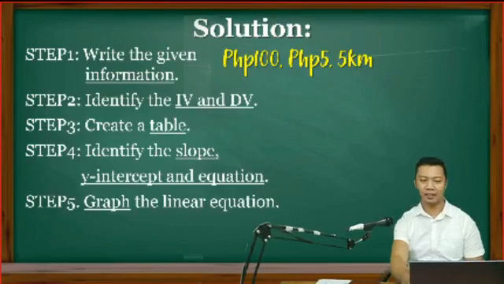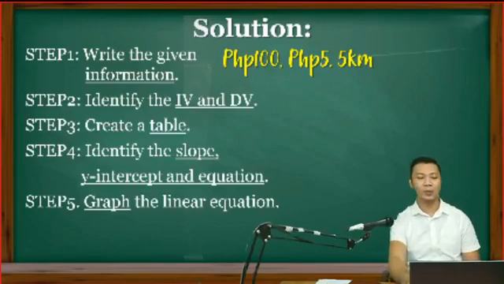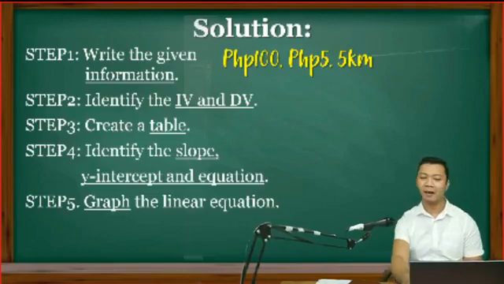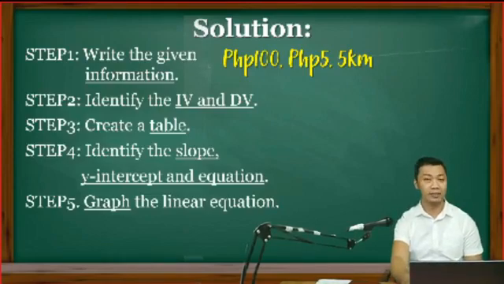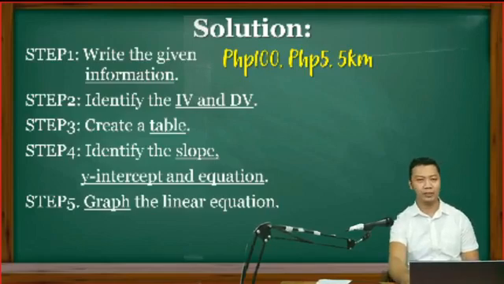Okay, so these are the given important informations that we have. The first one is 100 pesos. The next one is 5 pesos. And another important information is the 5 kilometers from your hotel up to your destination. So that's the distance. 100 pesos is the flag down rate, I think. And 5 pesos will be multiplied for every kilometer that the taxi runs.